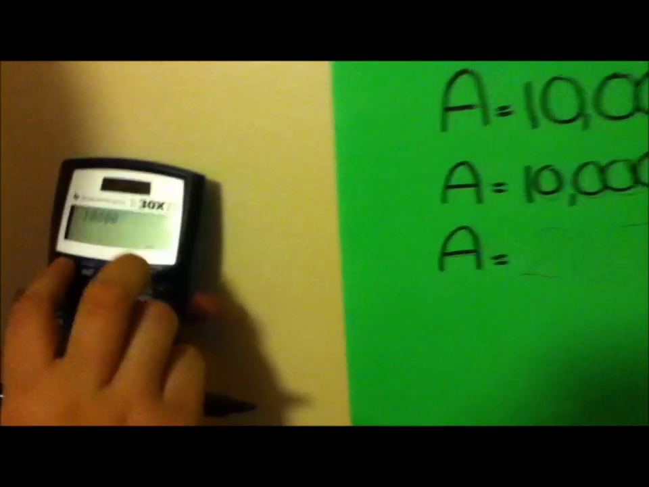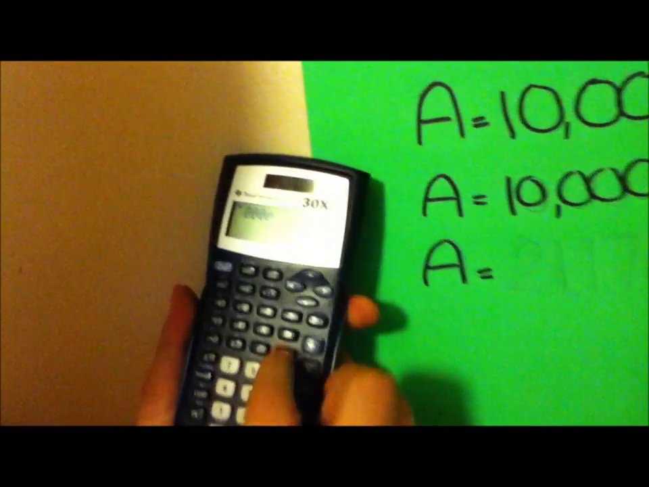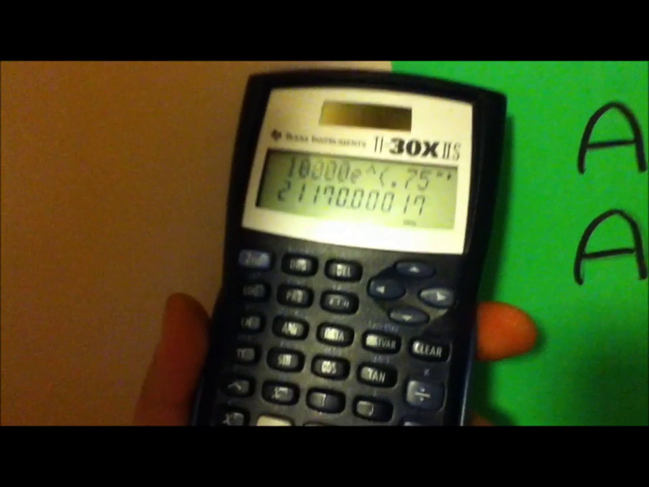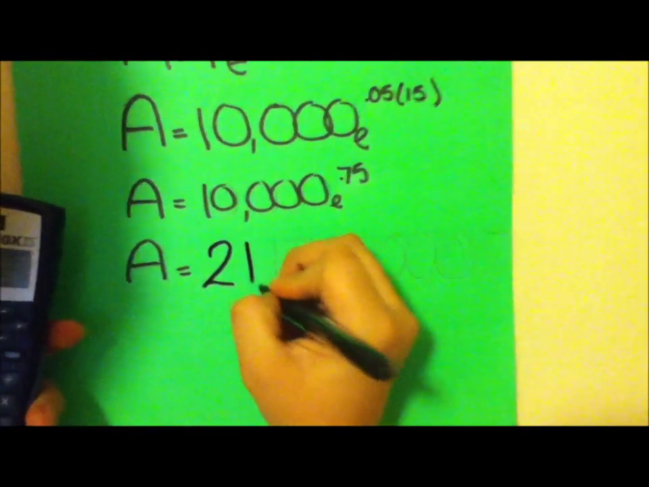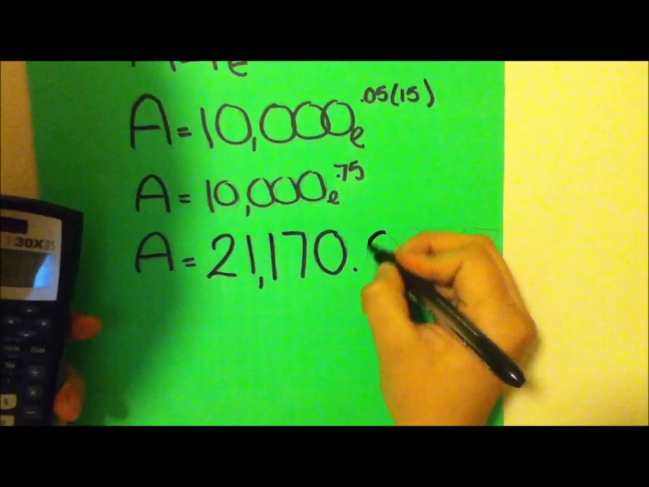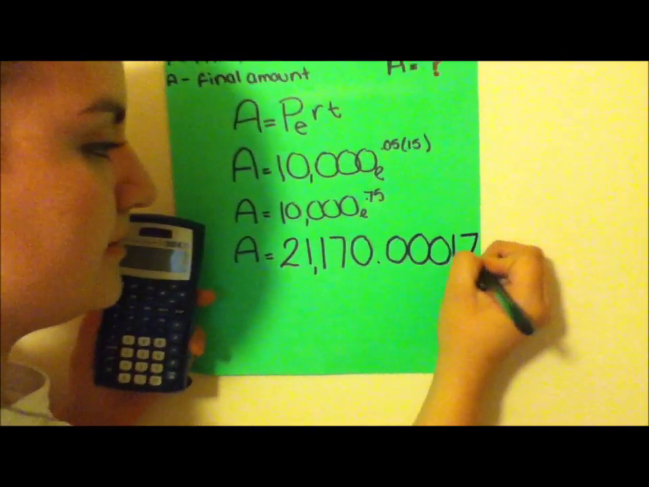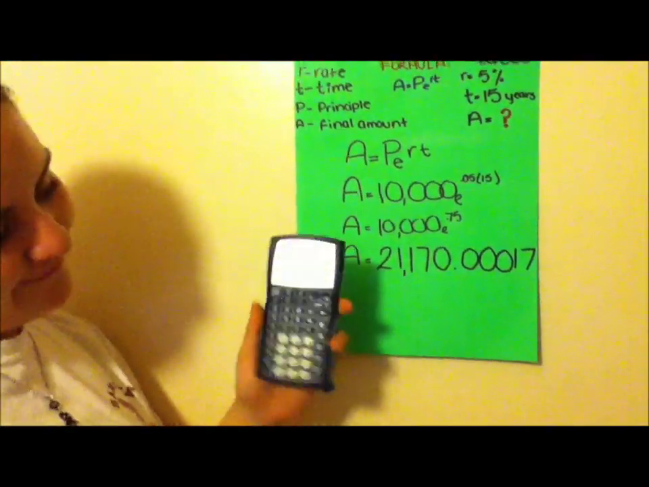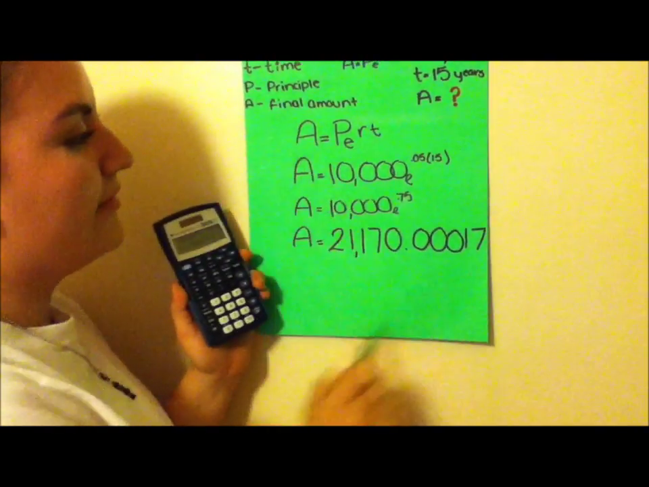So we put 10,000 e to the 0.75, equals 21,170.00017. That's your answer. So that's the final amount.